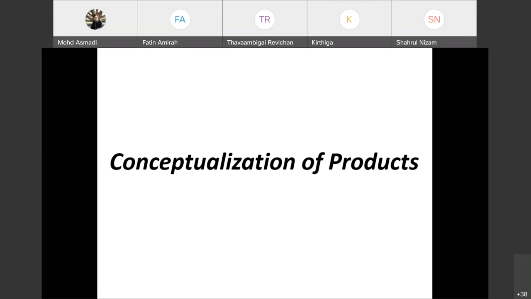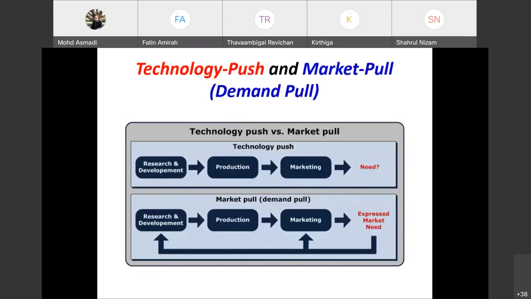So this is what we call the decision in developing the product, whether we want to follow the technology push or the market pull, or demand. Demand is more to the consumer. And even with technology push or market pull, your product should change with time so that it can meet the market.